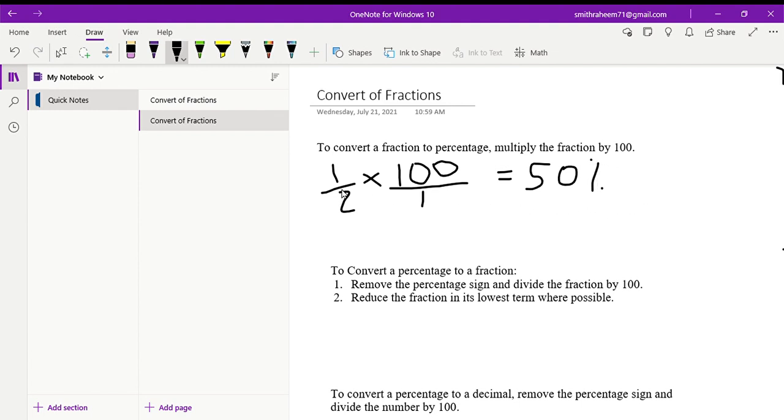Or you could say 2 into 1 goes, and 2 into 100 gives you 50. So you could try it that way and get your answer as well.